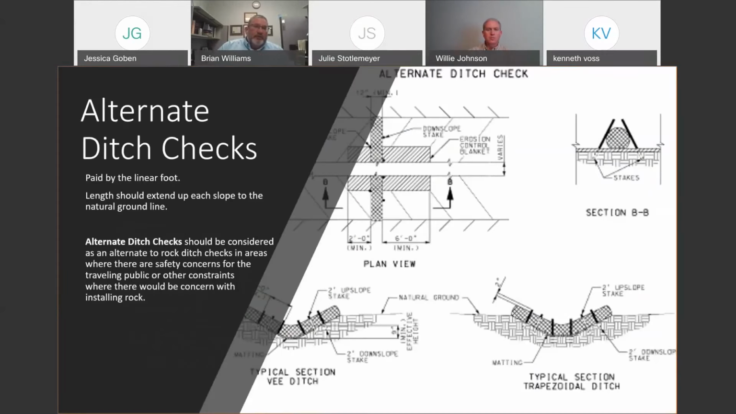Again, alternate ditch checks are also paid by the linear foot. The length should extend up the slope to the natural ground line. Okay. Don't cut these things short. Make sure that we provide plenty of length so we can get it across the ditch up to the natural ground line. We have a lot of trouble with water working its way around these alternate ditch checks, whether it be because what we design isn't sufficient length, or contractors are trying to cut the corner on that. Either way, make sure from the design perspective, we're providing sufficient length to get to natural ground line.